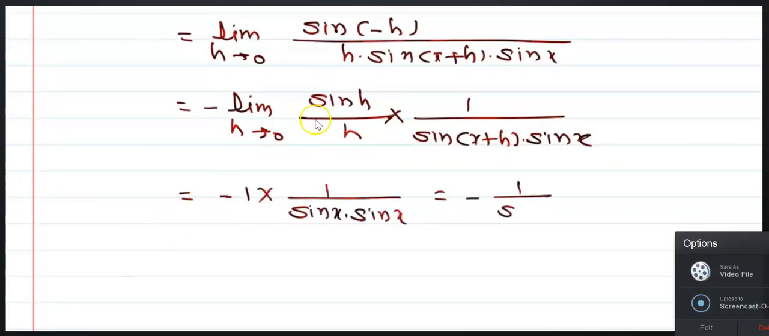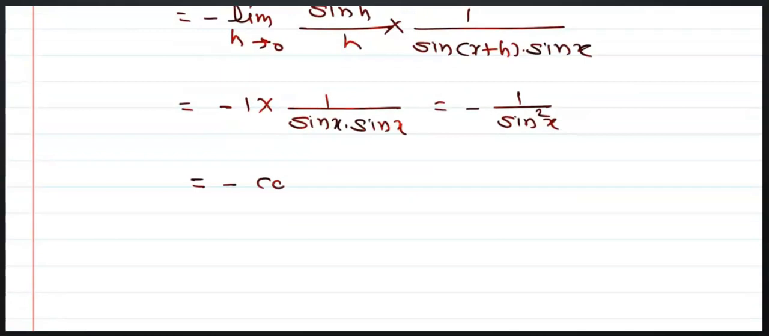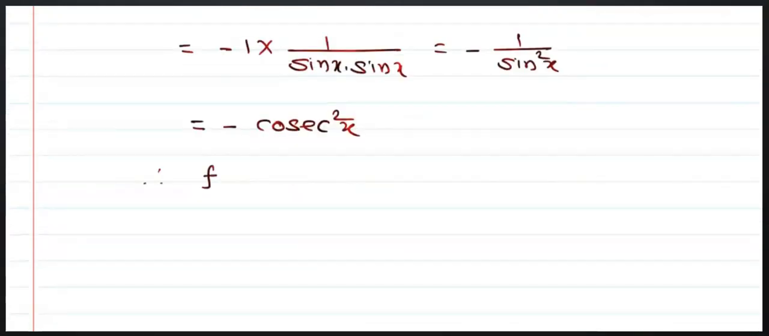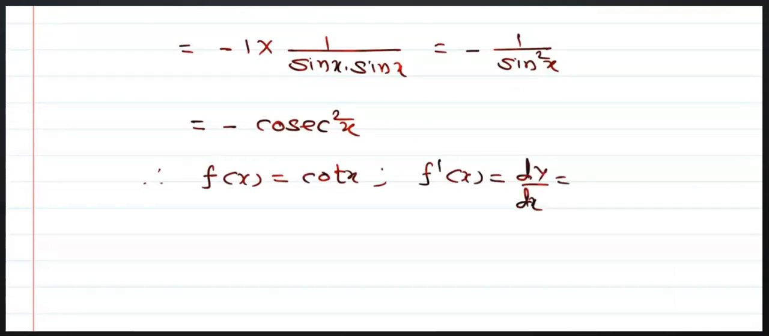This is limit, minus 1, this is 1, but here is minus 1 into 1 upon sine x into sine x. That is sine square x. 1 upon sine square x means what? Cosec square x, minus cosec square x. Therefore, if f of x is equals to cot x, then f dash of x is equals to minus cosec square x.